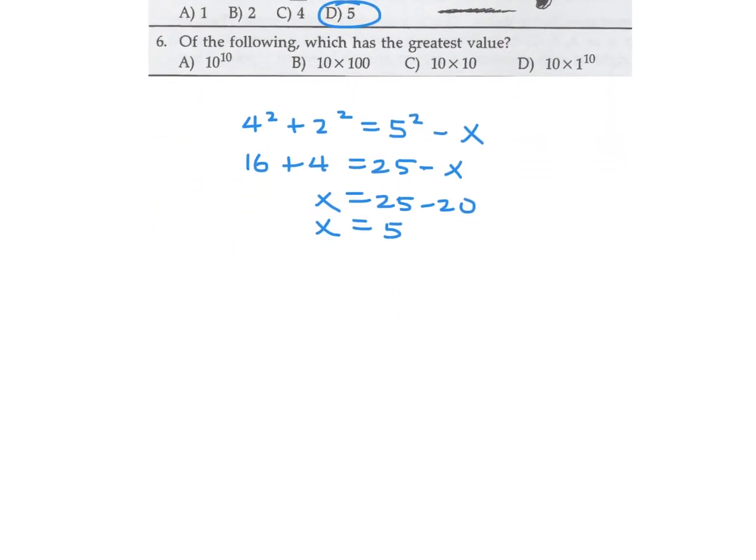Of the following, which has the greatest value? Okay, let's convert all of these into the same, like a power of 10. Well, this is already a power of 10. This would be 10 times 10 to the power of 2, which is 10 to the power of 3, right? This is 10 times 10, which is 10 to the power of 2. This is 10 times 1, which is just 10. So obviously, A is by far the biggest one.